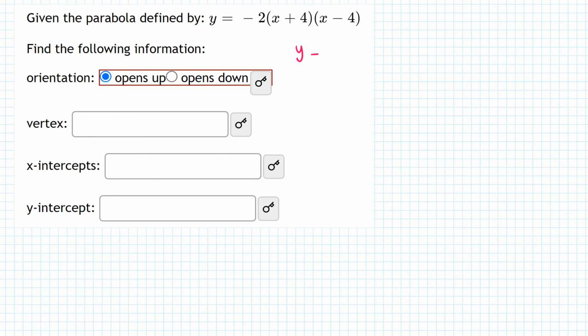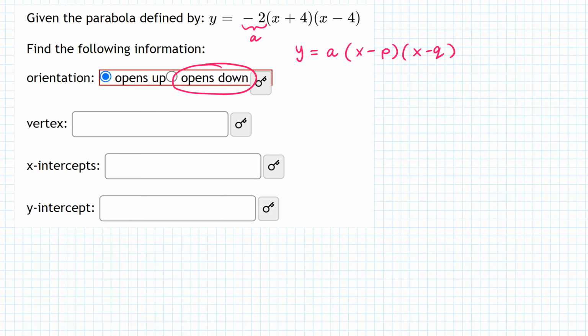Now, this is given to us in factored form. Remember, factored form looks like y equals a times (x minus p) times (x minus q). So that's factored form, and the thing that we are going to look at is the a value. In this case, the a value is -2. Because it's negative, that tells us that it's going to open downwards. So that is the correct answer for this first part of the question.